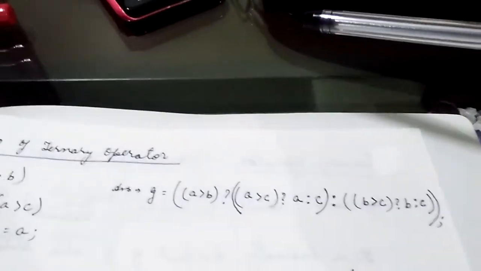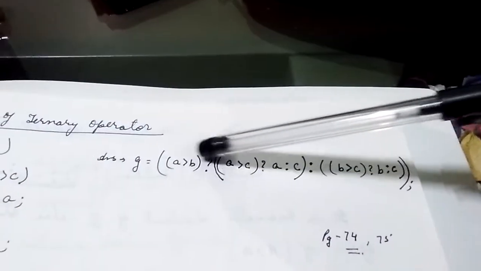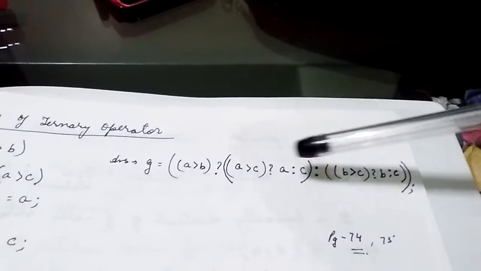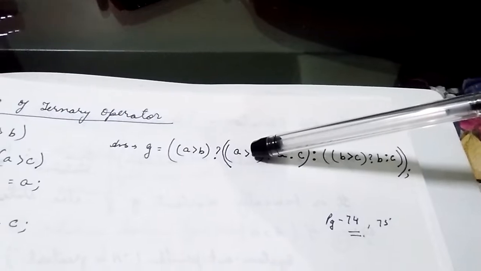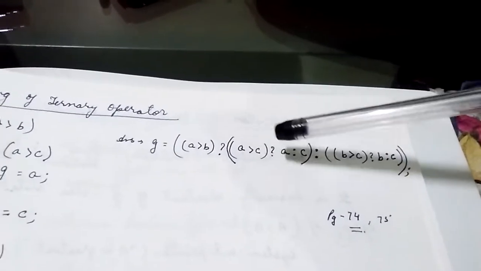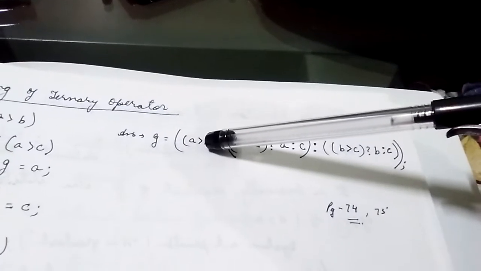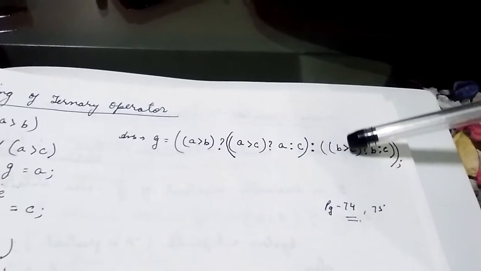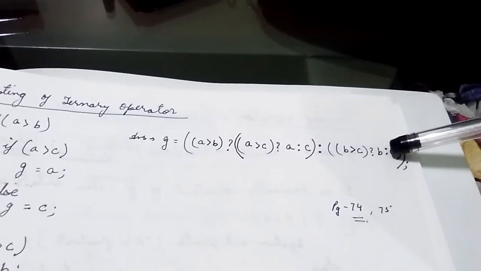If we want to write the same thing with the ternary operator, we can see G equals to A is greater than B. If the condition is returning true, then under true there was one more condition. So before the colon we write this condition inside the parenthesis: A is greater than C. For this condition, true is A, false is C. If the first condition returns false, then we directly jump and check for B. B is greater than C? If yes, it will return B, else it will return C.